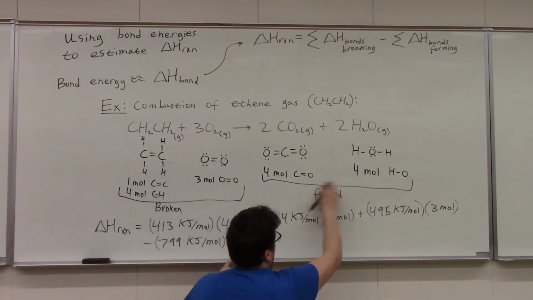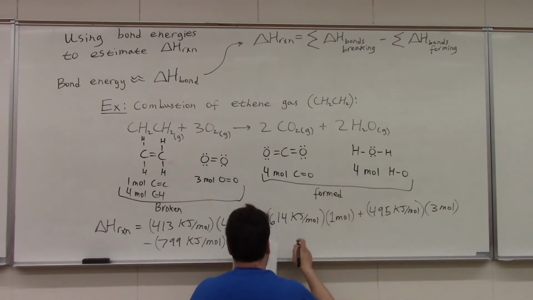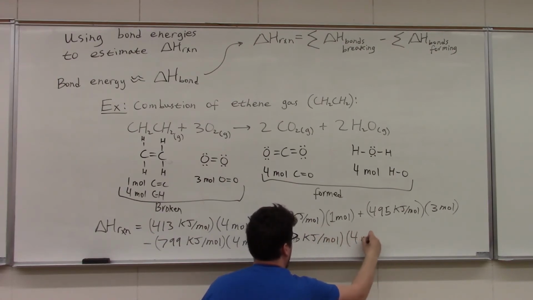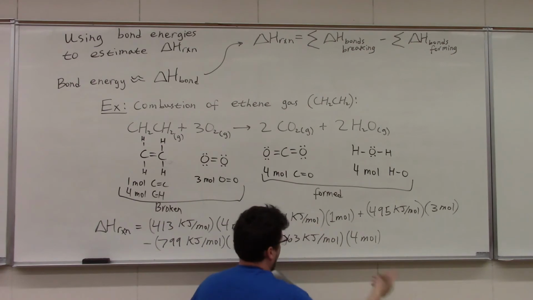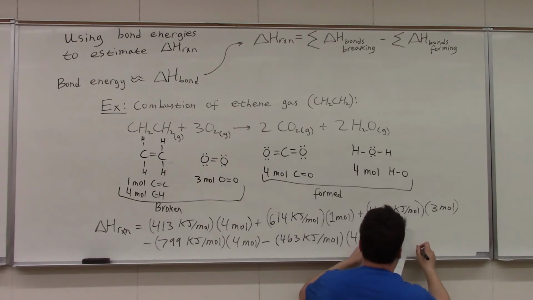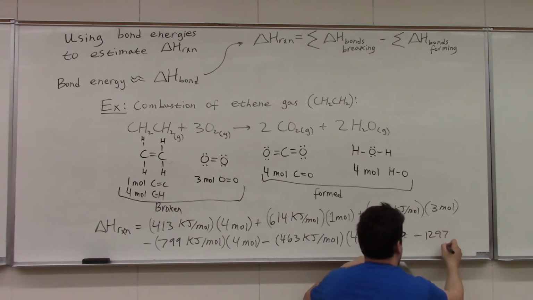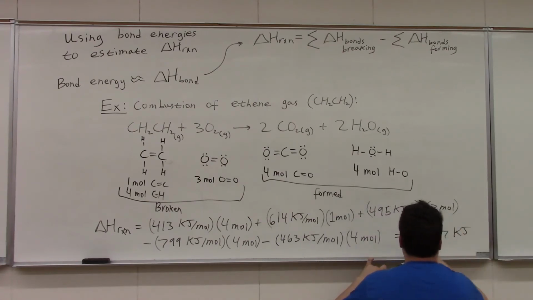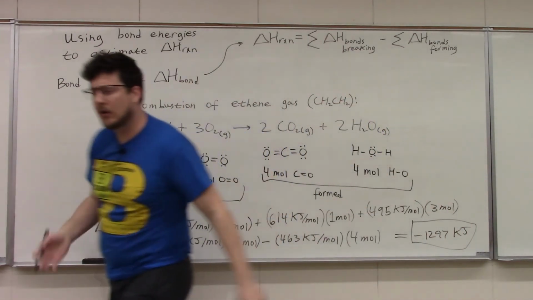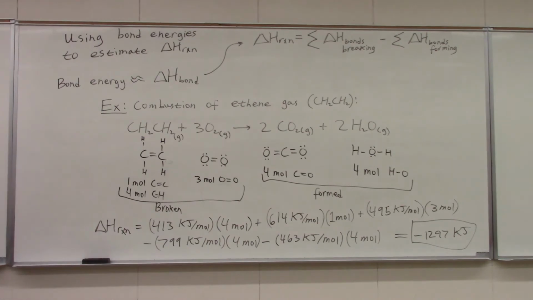So what else are we forming? Well, we got 4 moles of HO. And so that is 463 kilojoules per mole times 4 moles. Now I don't have these written in my notes exactly. I might have them backwards, but anyway, that's all of that. And then we just sum it all up and we get negative 1,297 kilojoules. Or we can say that that is negative 1,297 kilojoules per mole of ethane gas that we combust.